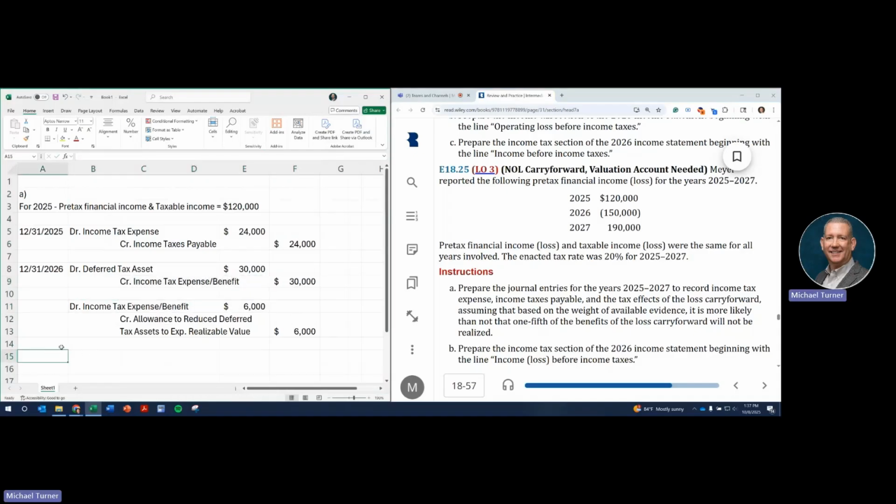Next, let's turn and work on 2027. So 2027, it's $190,000 income. However, we have a carry forward.